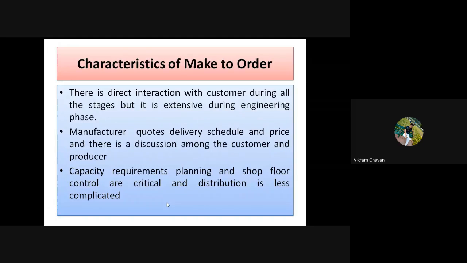Then another critical problem is related to the floor control. There are different kinds of production happening at different levels, so there is a lot of problem in controlling such production, or controlling the quality of that particular production. So we can say that capacity requirement planning and shop floor control are the critical points. In make to stock production, as we have seen, distribution is a critical part, but in make to order, distribution is a less complicated part.